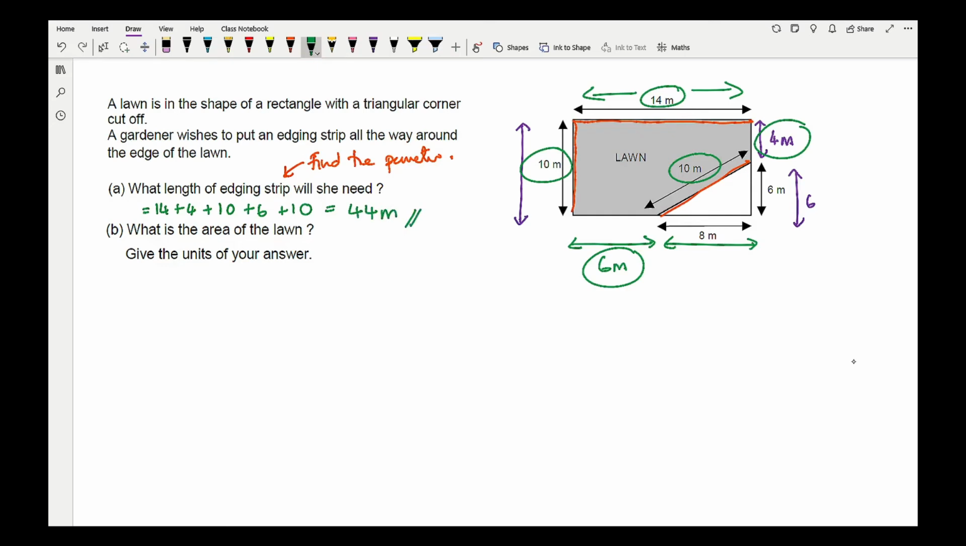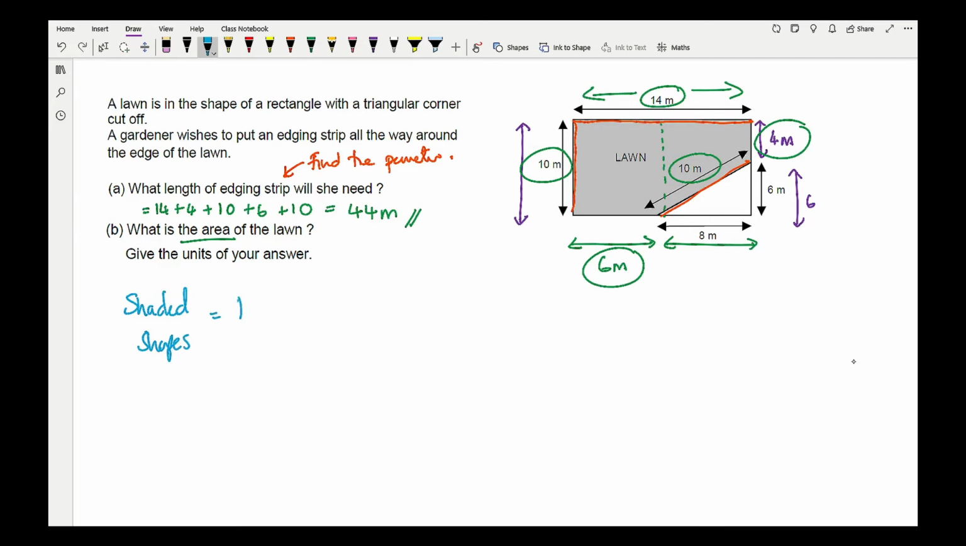The next question then says, what is the area of this lawn? Now, there are two ways in which you can work this out. I could split this shape up into a trapezium and a rectangle, which is absolutely fine. Or what I can recognize is the fact that it is shaded, and you tend to find that the shaded shapes are basically the big shape.